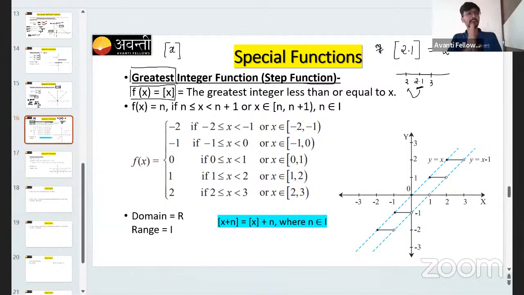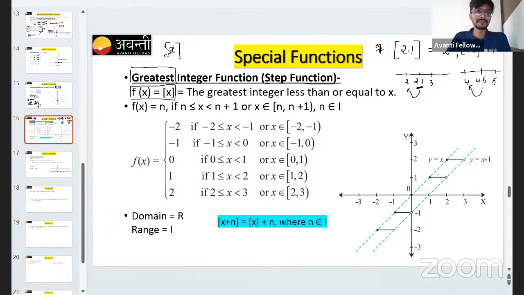Let us take one more example to be very clear on this. If I say greatest integer of 4.5, I usually plot it on a number line. Here it is 4.5. What is the number on the left side? 4. What will be on the right side? 5. Greatest integer less than input. So input is 4.5, and the integer less than input is 4. So I hope it is clear.